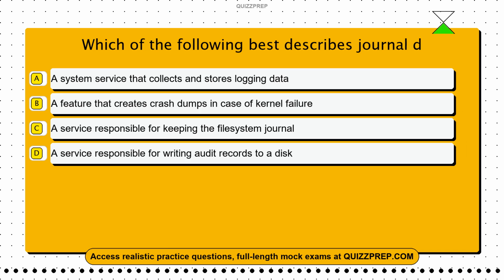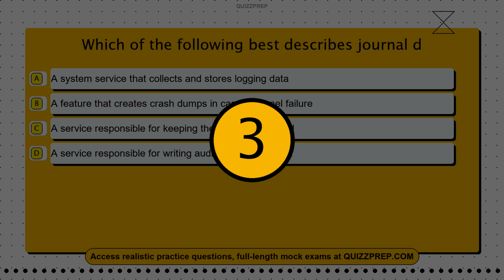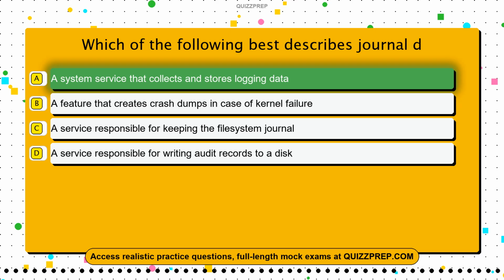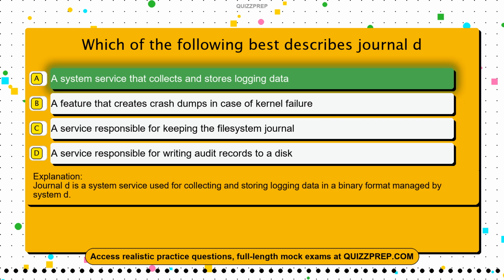Question 14. Which of the following best describes journald? Option A, a system service that collects and stores logging data. Option B, a feature that creates crash dumps in case of kernel failure. Option C, a service responsible for keeping the file system journal. Option D, a service responsible for writing audit records to a disk. The correct answer is option A, a system service that collects and stores logging data. Journald is a system service used for collecting and storing logging data in a binary format managed by systemd.